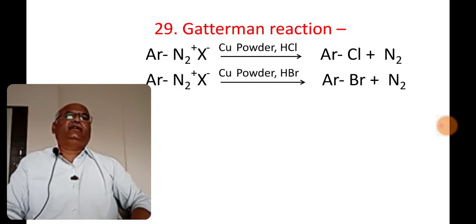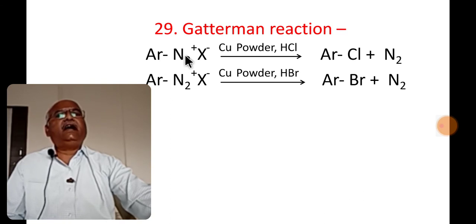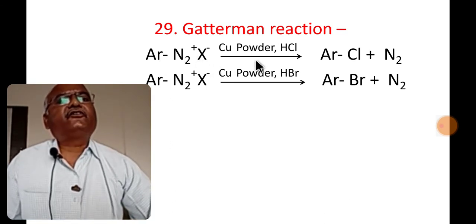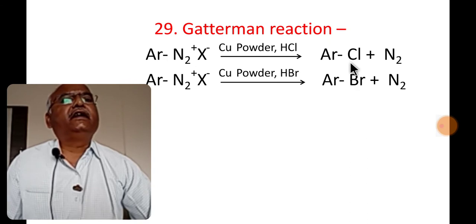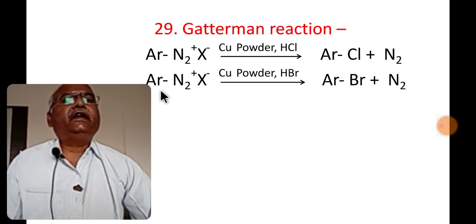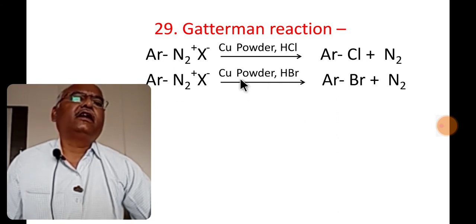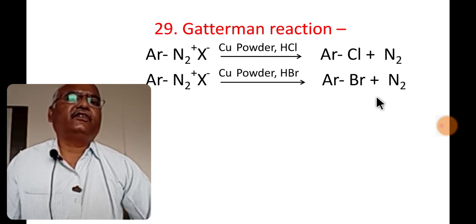Last reaction, Gattermann reaction. Aryl diazonium halide reacts with HCl in presence of copper powder to give aryl chloride and nitrogen gas is liberated. Aryl diazonium halide reacts with HBr in presence of copper bromide to give aryl bromide and nitrogen gas is liberated.